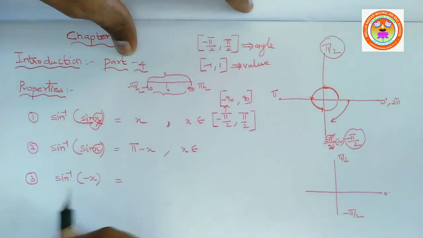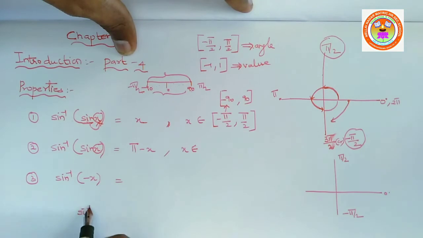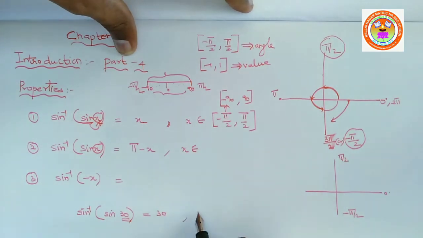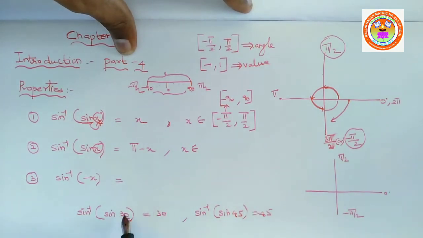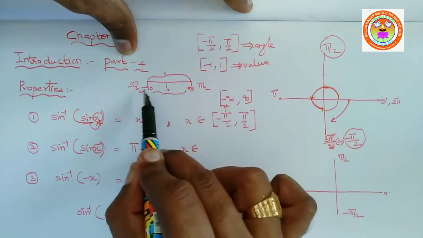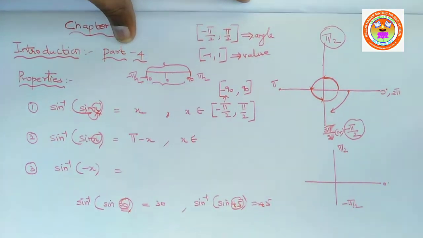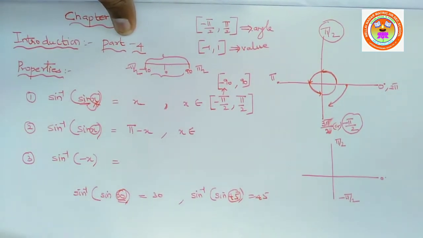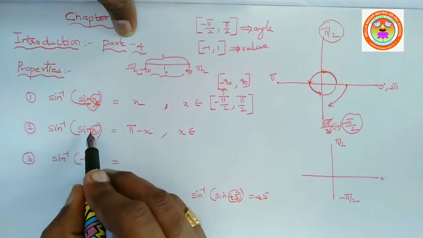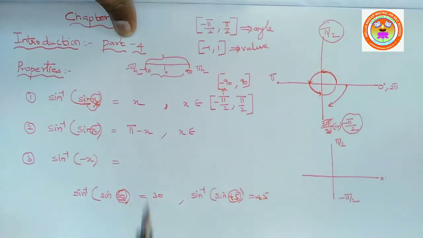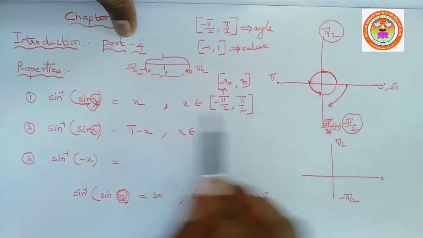I will give you an example. For example, if we take sine inverse of sine 30, this is x, so we can write 30 as a straight answer. Another example, sine inverse of sine 45, you can state the straight answer as 45, because 30 and 45 lie between minus pi by 2 and plus pi by 2, so we can state a straight answer. So here, see, sine inverse of sine x is pi minus x. So if you take minus pi by 2 is the first one.